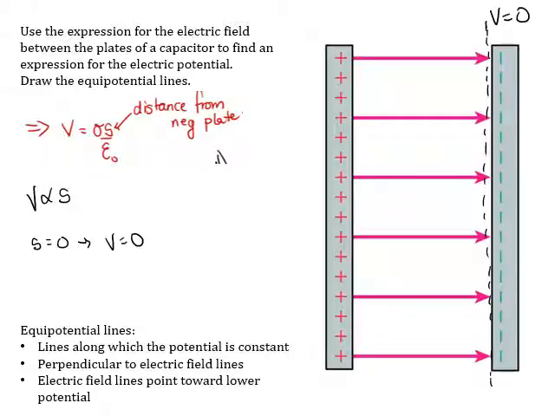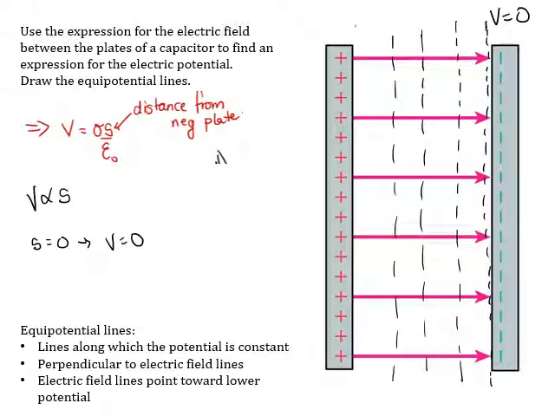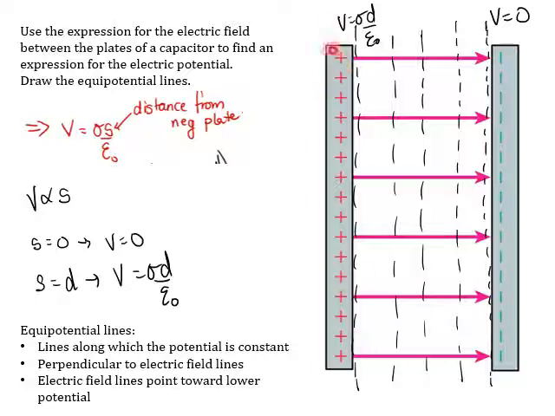V equals 0. Our next equipotential line would happen when s gets a little bigger, and then a little bigger, and then a little bigger. And our last equipotential line would happen when we hit the positive plate. So if s equals d, we see that V is equal to sigma times d over epsilon naught. So indeed, our potential here, V equals sigma d over epsilon naught. This value is big and positive. This value is 0, so the electric field lines are pointing towards lower potential.